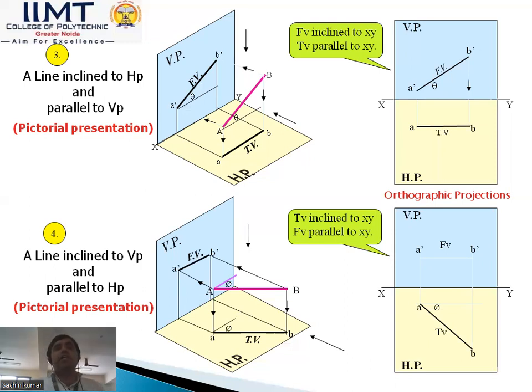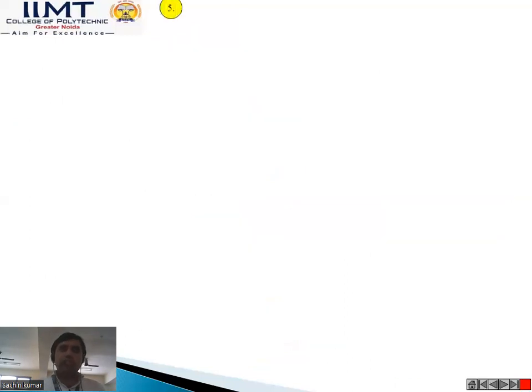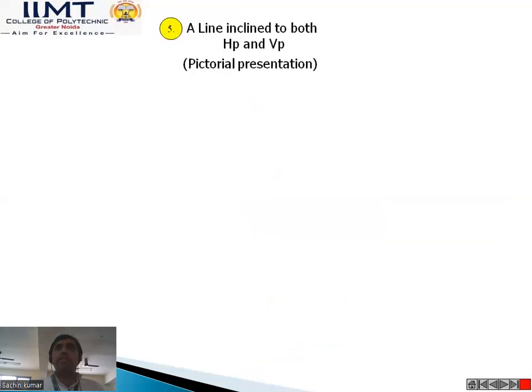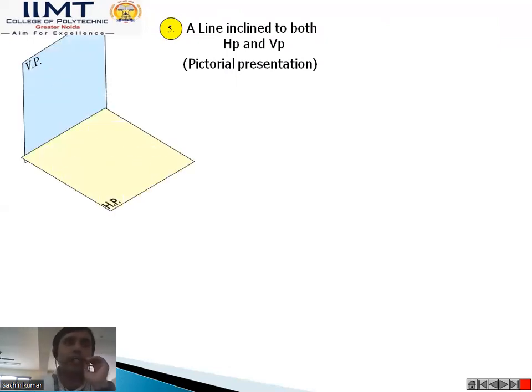But if a line is inclined to both the planes, that means the line is inclined to HP and also inclined to VP, then that is a problem, as to which view, front view or top view, gives the true length. We will discuss it in the next slide: a line inclined to both planes, HP and VP. A line inclined to HP and VP has a reference line, front view and top view. In this case, neither the front view nor the top view gives the true length. That is the problem. How do we start solving it?